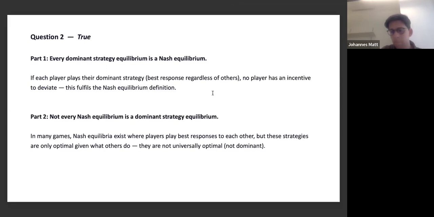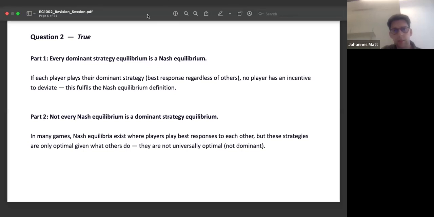Right? So again, for a good answer here, you would need to explain in words what a dominant strategy equilibrium is and what a Nash equilibrium is, and then quickly discuss, as we just did, whether one implies the other. Okay. So at this point, do you have any questions on Q2?